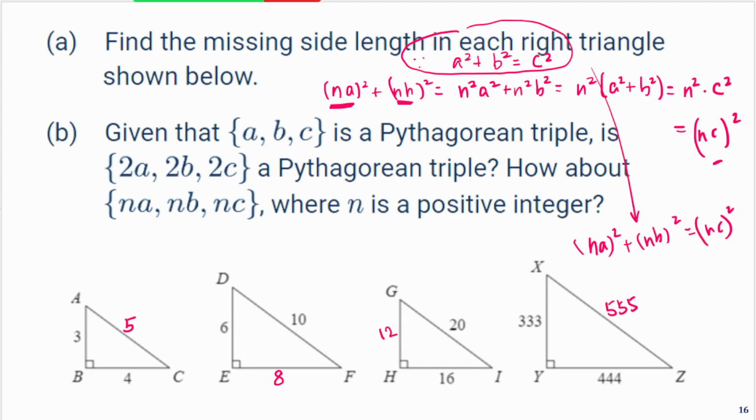Also note that n does not have to be an integer to produce side lengths of a right triangle. For example, since the triangle with side lengths 3, 4, 5 is a right triangle, then we know that 3 times 1 over 7, 4 times 1 over 7, 5 times 1 over 7 is also a Pythagorean triple. So actually n does not have to be a positive integer, right?